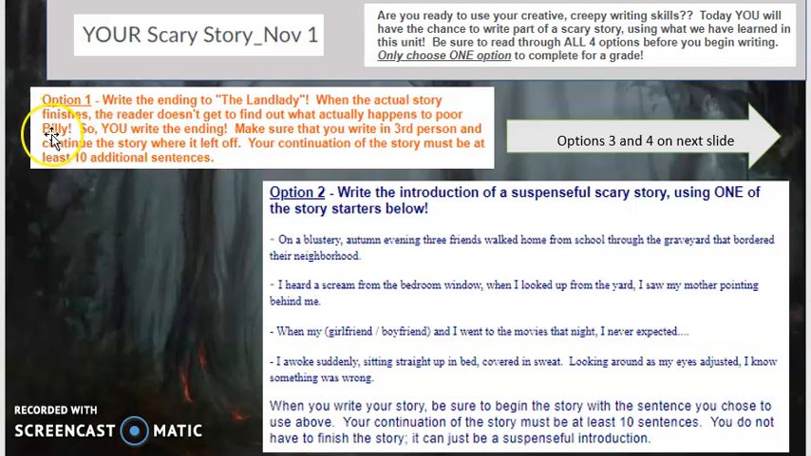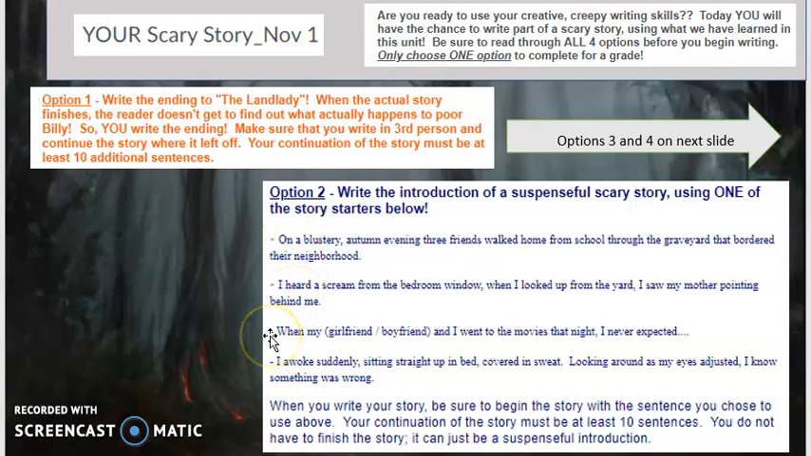Option 2, if you don't want to do that one, is write the introduction of a suspenseful scary story using one of the story starters below. And there's 4 options. On a blustery autumn evening, 3 friends walked home from school through the graveyard that bordered their neighborhood. I heard a scream from the bedroom window. When I looked up from the yard, I saw my mother pointing behind me. So those are 2 separate starter sentences.